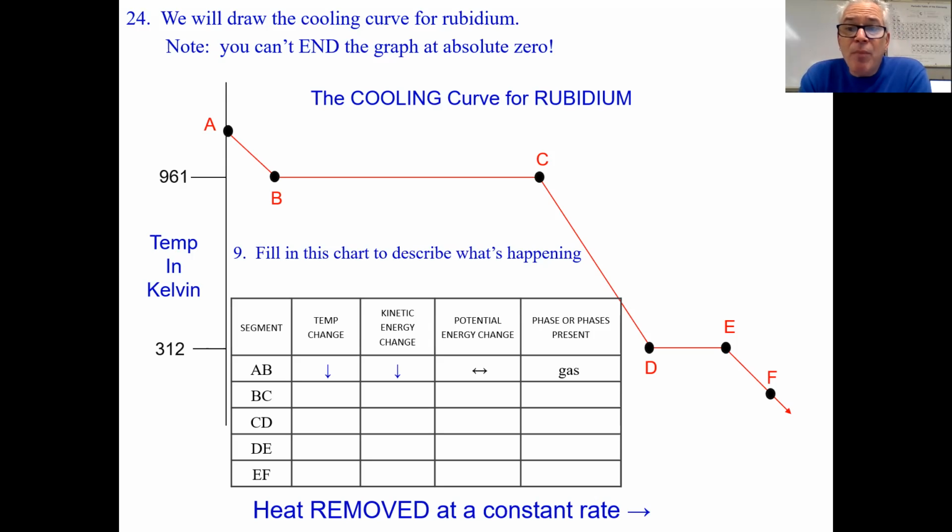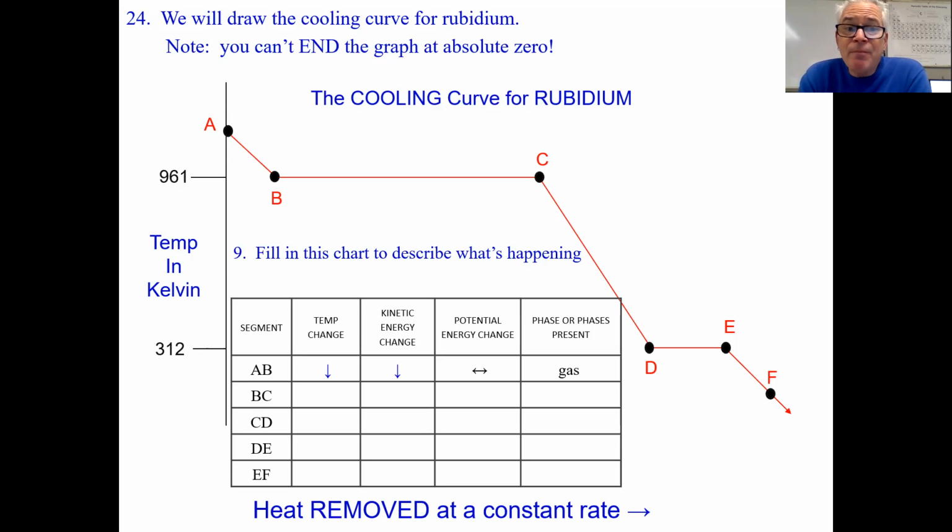Temperature and kinetic energy are both decreasing. Potential energy steady, and gas, it stays a gas. Now from B to C, there's a change in phase. The flat part of the graph shows a change in phase. 961 Kelvin is the boiling point if it's getting hotter, but in this case, it's the condensing point.